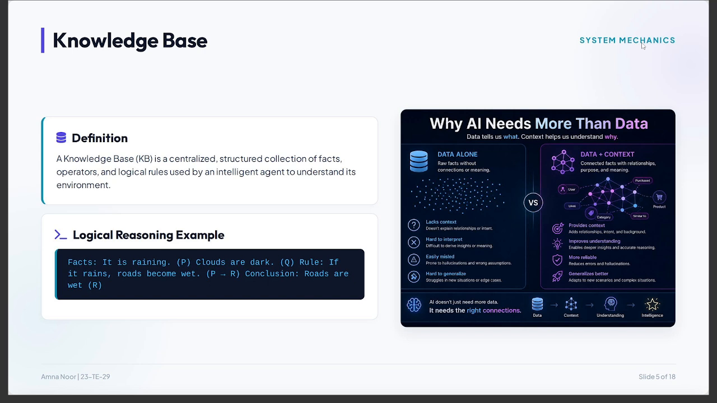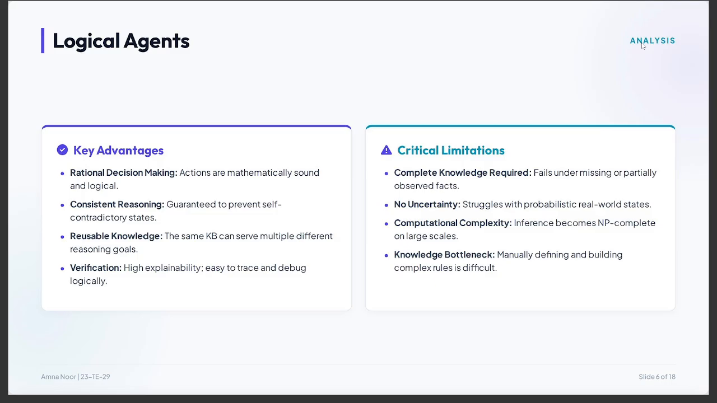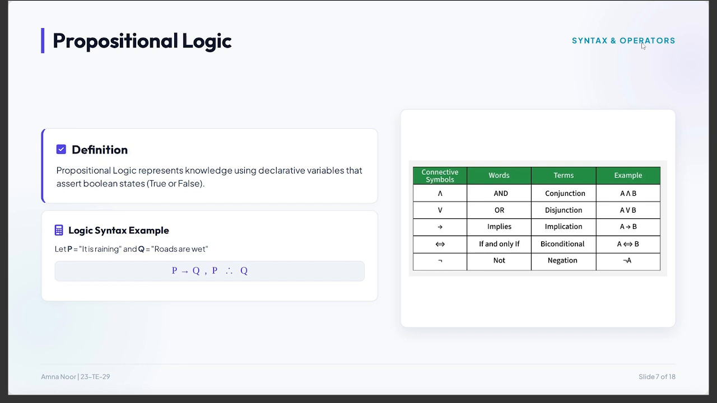like a reasoning system. Then we have logical agents, which have several advantages. They provide accurate reasoning, consistent decision making, reusable knowledge and easy debugging. However, they also have limitations such as difficulty handling uncertainty, need for complete knowledge and high computational cost in complex systems.